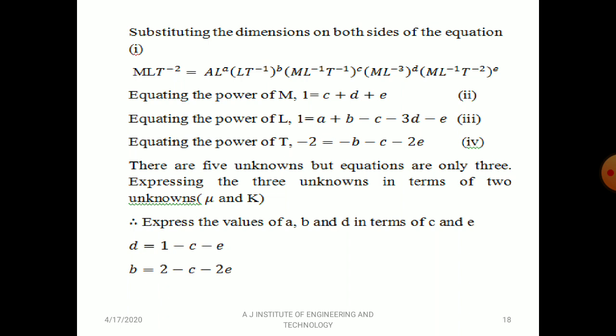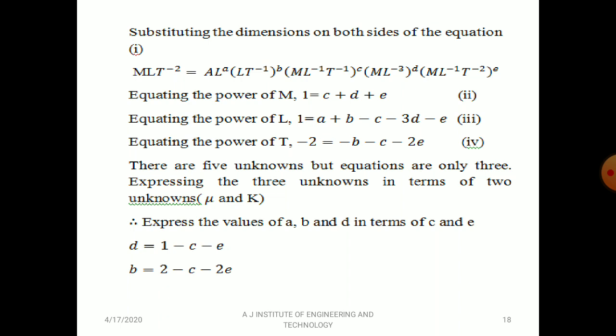So writing the dimension on both sides of the equation, that is LHS and RHS. Now the next step is equating the power of M, L, T, the fundamental dimensions. So equating the power of M: on the left hand side we have M to the power 1. On the right hand side we have M to the power C, M to the power D, M to the power E. So I can write the expression as 1 equal to C plus D plus E. Take it as expression 2.